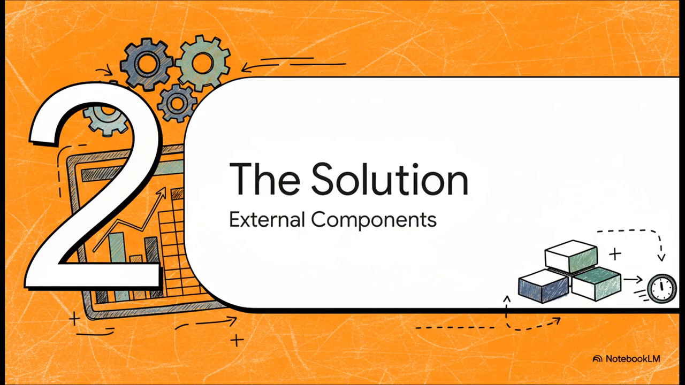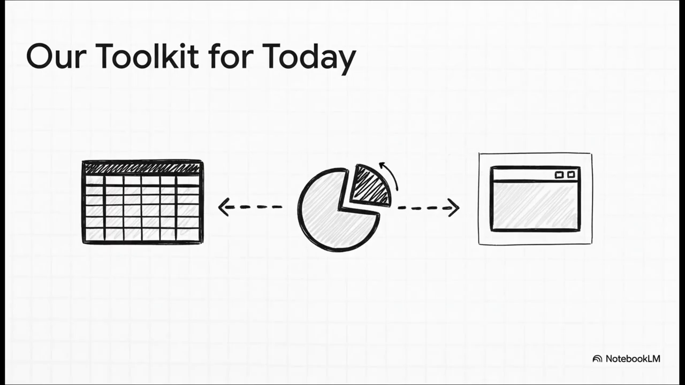So what's the solution? It's pretty simple, actually. It's all about embracing pre-built, battle-tested components from the community. These libraries do the heavy lifting for us, so we can focus on what really matters. And for our playbook today, we've got a killer trio lined up.